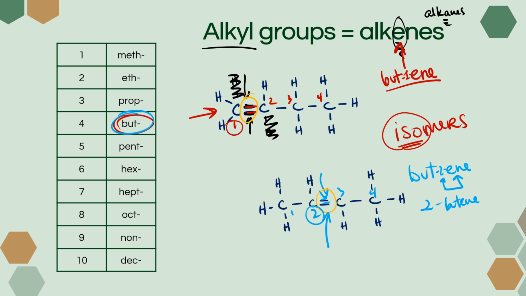We have a generalized formula for our alkenes. That is going to be CnH2n. That's different from our alkanes. Remember that alkanes were CnH2n plus 2. We removed those plus 2's when we added our double bond. The general formula for alkenes, that unsaturated double bond, is going to be CnH2n.